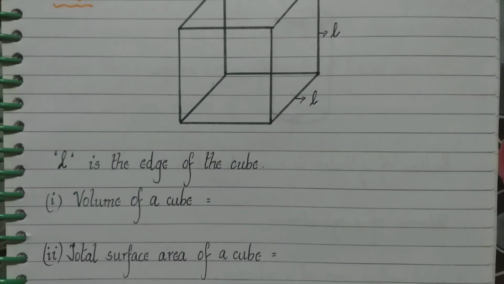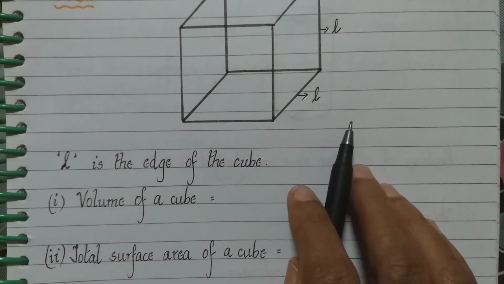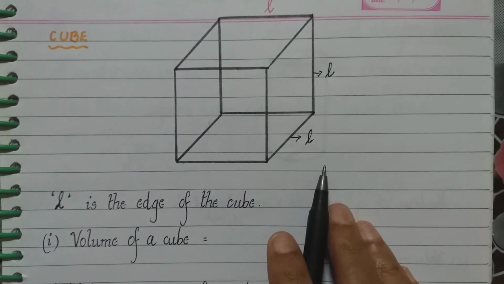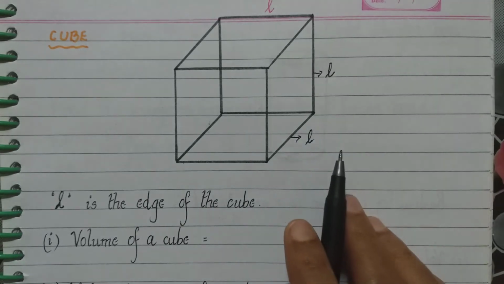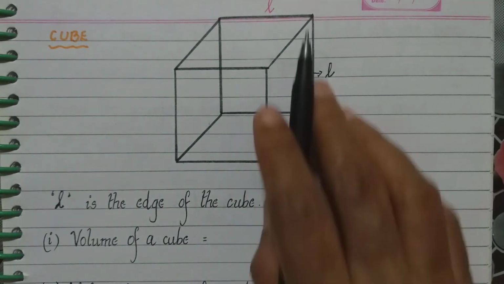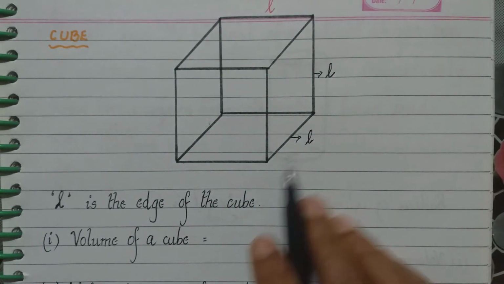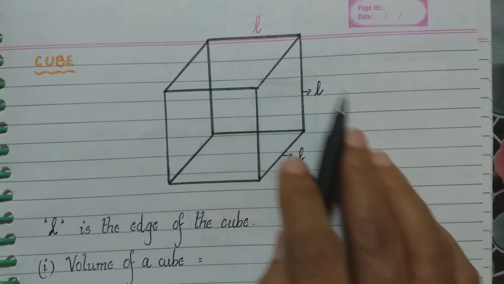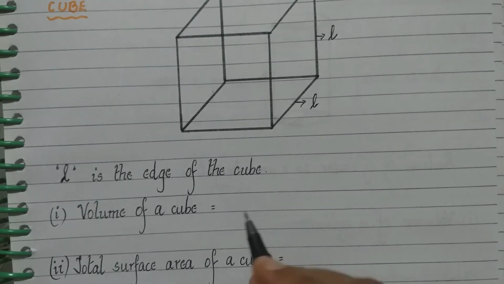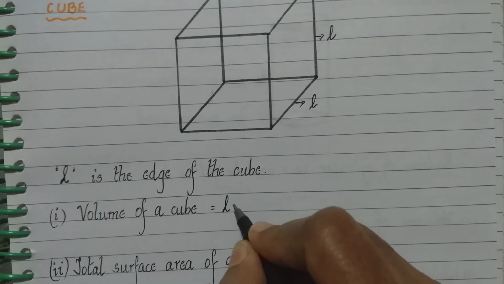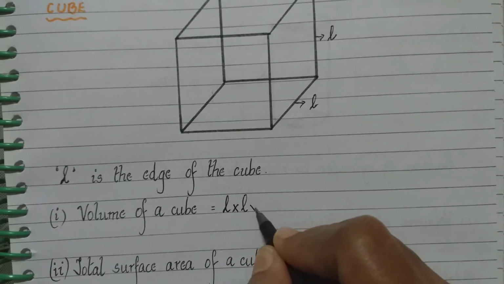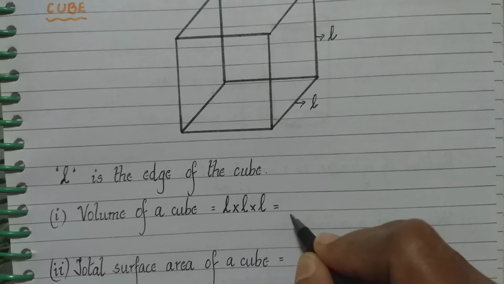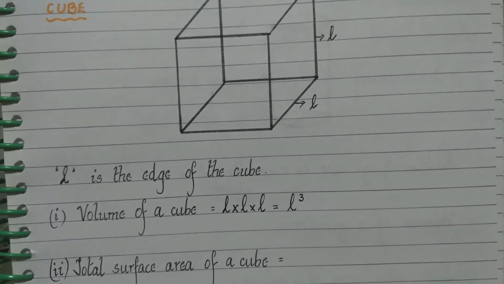Now coming to the volume of a cube. Since you saw in the cuboid the volume is got by L into B into H, but here all are L itself. So what will be the volume of a cube? L into L into L. So we write here L into L into L, which is equal to L cube.